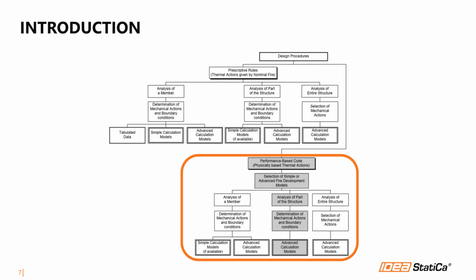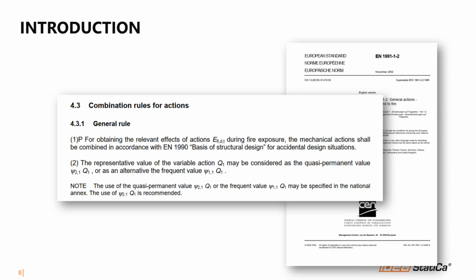To perform this kind of analysis according to the code provisions, we have developed tools to accurately determine mechanical actions and boundary conditions of substructures that are then subject to an advanced analysis. When I say substructures in this webinar, I mean either connections or frames or members. In this part of the code, we're also defining the load-bearing requirements of structures during fire exposure, and this is defined as an accidental design situation.